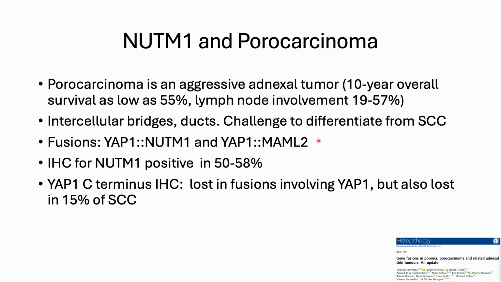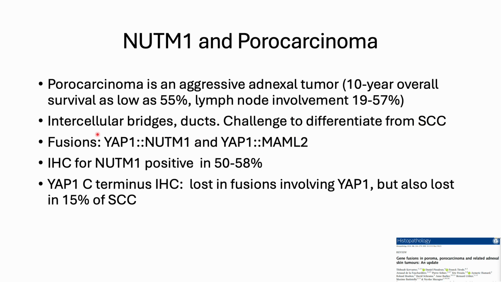So next entity that I wanted to look at is porocarcinoma. Porocarcinoma is an aggressive adnexal tumour. 10-year overall survival is as low as 55%. Lymph node involvement is quite common, 19 to 57%. I'm not going to labor the histology too much, but it has intercellular bridges, like squamous cell carcinoma, but it also has ducts with a refractile cuticle, which of course you don't get in squamous cell carcinoma. Nevertheless, it can be a challenge to distinguish it from squamous cell carcinoma.